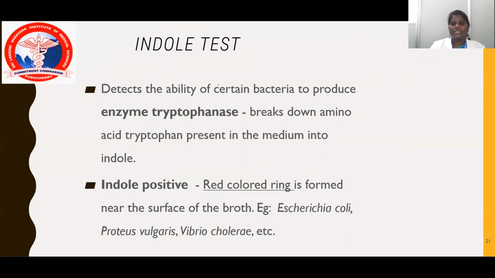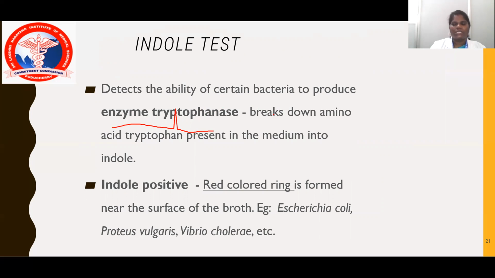Coming to the indole test, it is one of the tests to differentiate gram-negative bacteria. What we are going to detect is the tryptophanase enzyme, whether it is there or not. How are we going to detect it? We have to take a peptone which has tryptophan. Once you have inoculated the organism into the peptone water, you have to incubate, and next day you have to add a Kovac's reagent.